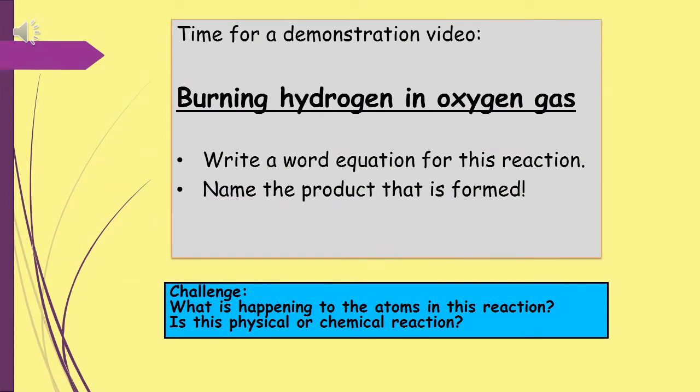So we're going to look at one of these chemical reactions in action. This is burning hydrogen in oxygen gas. So in this one, you're going to see a balloon full of hydrogen gas. And when you burn something, what you're doing is you're reacting it with oxygen. So this is hydrogen reacting with oxygen in a balloon, and you're going to see what happens. After you have watched the reaction, keep watching because we're then going to write the word equation.